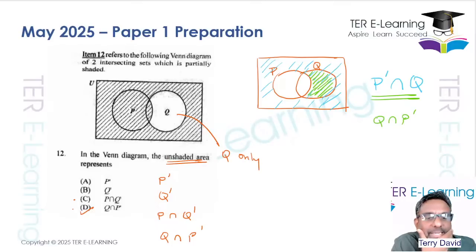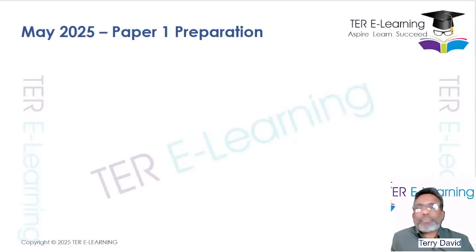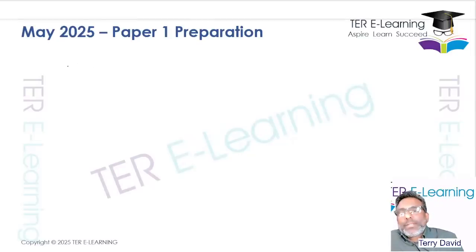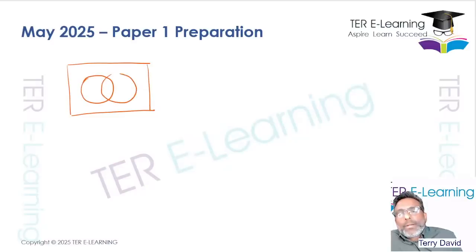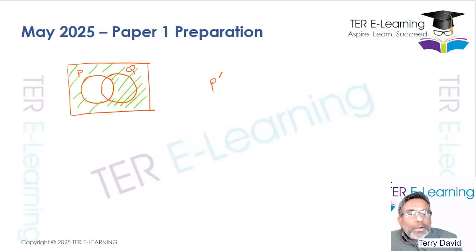A lot of people are saying the answer is C. Let me show you all something here. Those of you who don't fully understand sets, let me show you something. Let's say I have two sets here. Let's call them P and Q. If I were to ask you to shade P complement, that is basically everything outside of P. That's P complement. So it's everything except that circle P.